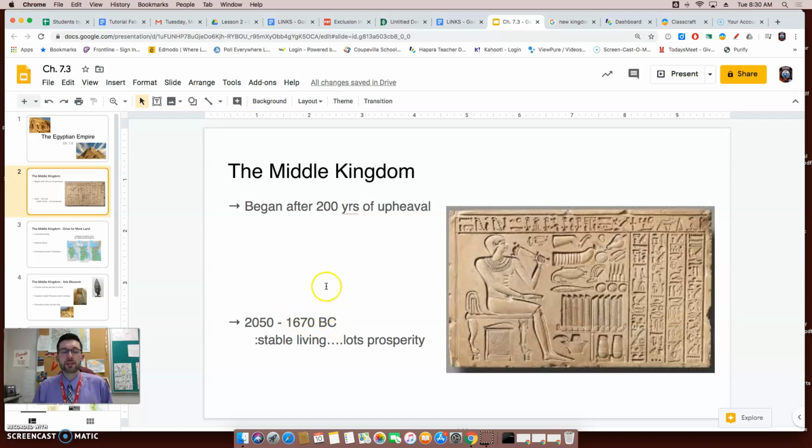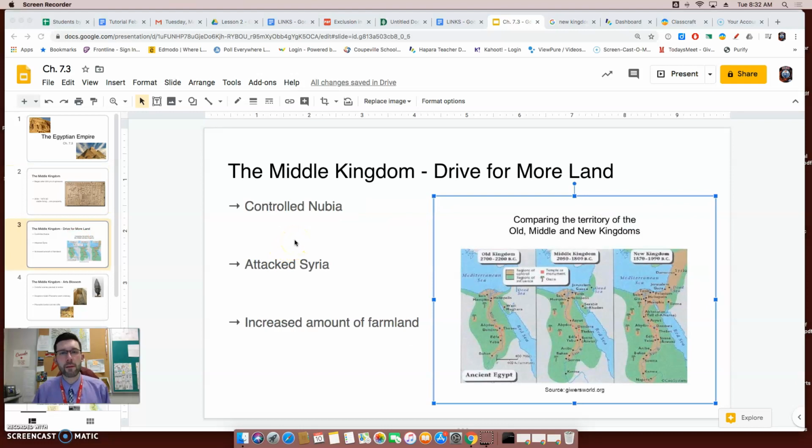However, after these 200 years of upheaval, one man rose up and took control of the whole shebang. From about 2050 to 1670 BC, the Middle Kingdom provided an era of stable living and lots of prosperity. In this time, the Egyptian Empire controlled Nubia to the south, and they attacked Syria to the northeast. Through these campaigns, they drastically increased their amount of farmland.